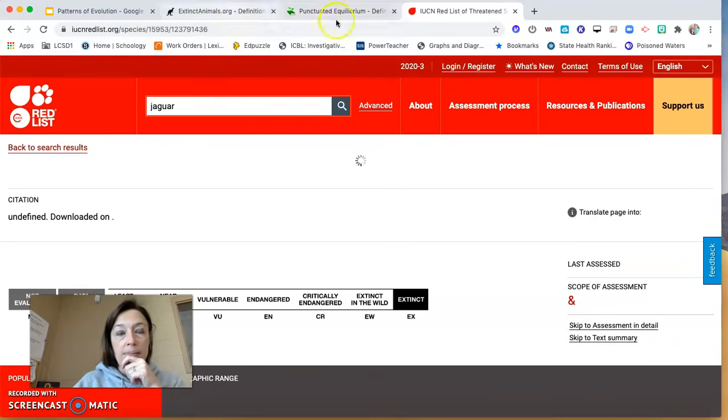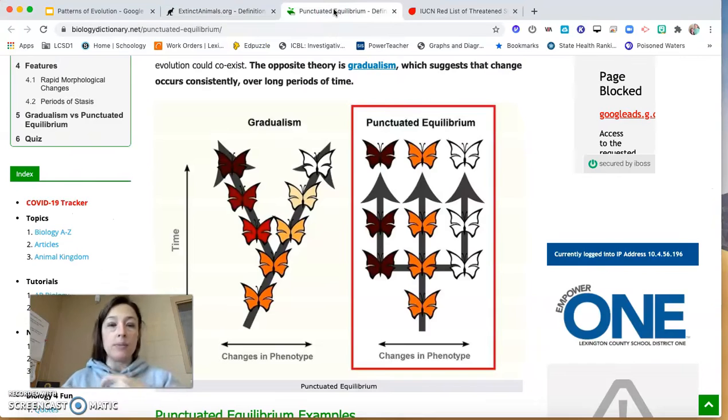Very interesting site. All right, and then the last one is punctuated equilibrium. And punctuated equilibrium, we've talked about this before. Equilibrium is a balance, or staying the same. Punctuated means it is broken up, right? That's what we use punctuation for, to break up our words and make them into sentences.